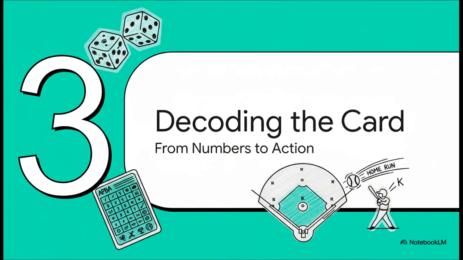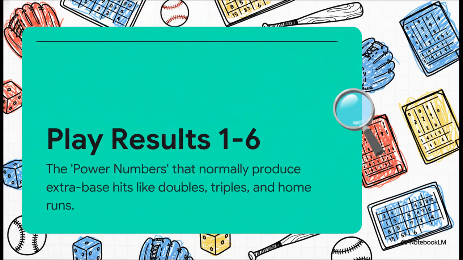Okay, so we've got the process down. Now for the fun part, let's start translating those little red numbers into actual baseball. This is where the card really starts talking to you. Let's start with the fireworks. Any red number from 1 to 6, those are your power numbers. When you see one of those pop up, you know something big could be about to happen. This is where a player's ability to hit for doubles, triples, and of course home runs all lives.